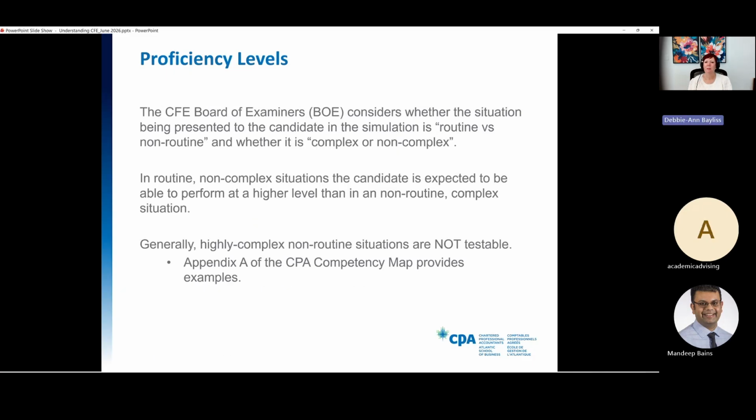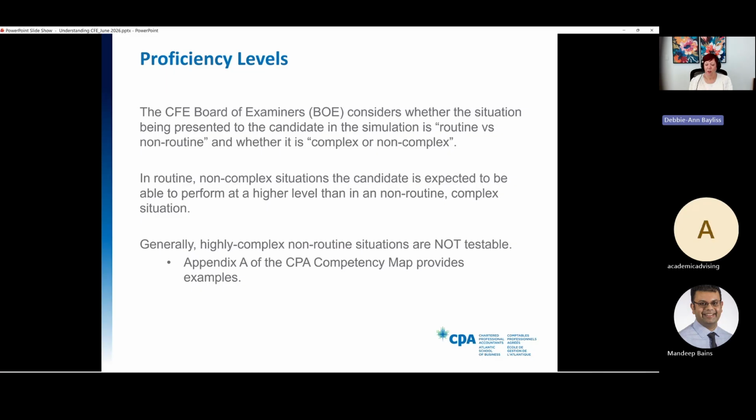So I want to share some very valuable insights from the Board of Examiners. When it comes to routine, non-complex situations, the candidate is expected to be able to perform at a higher level than in a non-routine, complex situation.